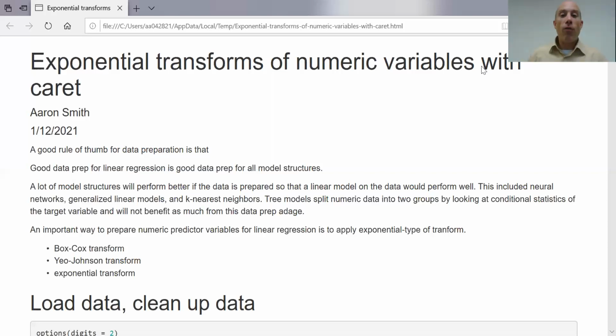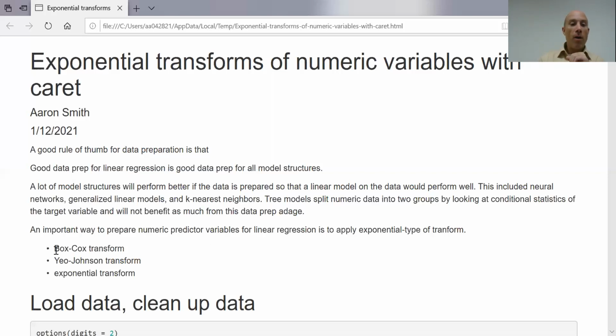So in this video, we're going to look at methods to improve our models. What we're going to do is apply some kind of exponent or exponent-like transformation to our numeric data, with the goal of improving our data for the purpose of linear regression. If I improve my data for linear regression, I'm probably improving it for other model structures. And therefore, I could use linear regression to evaluate, have I improved my data for modeling?